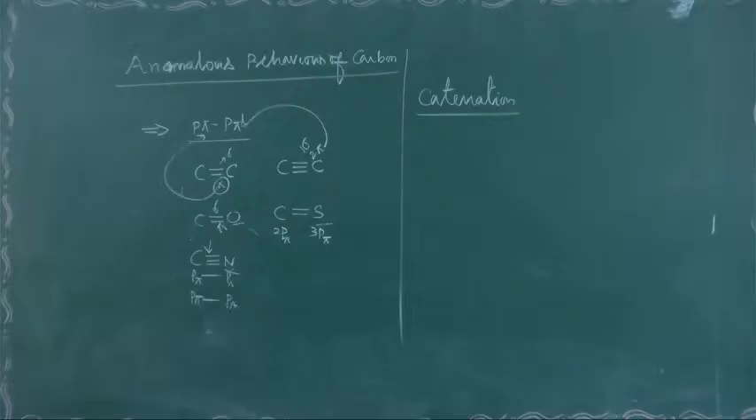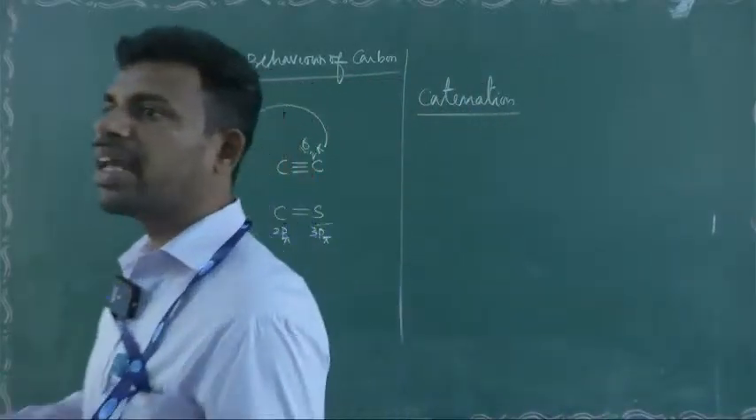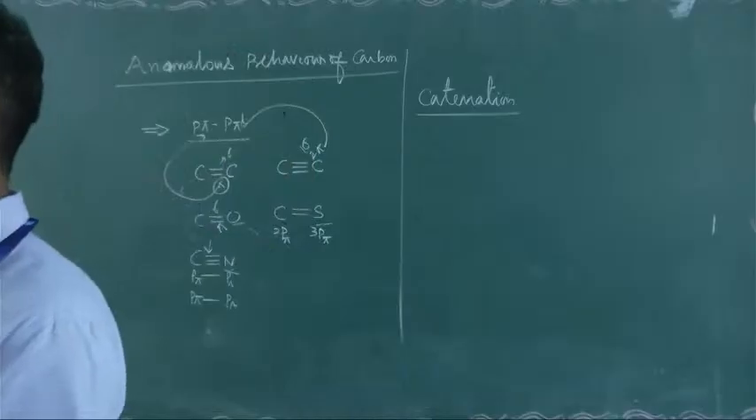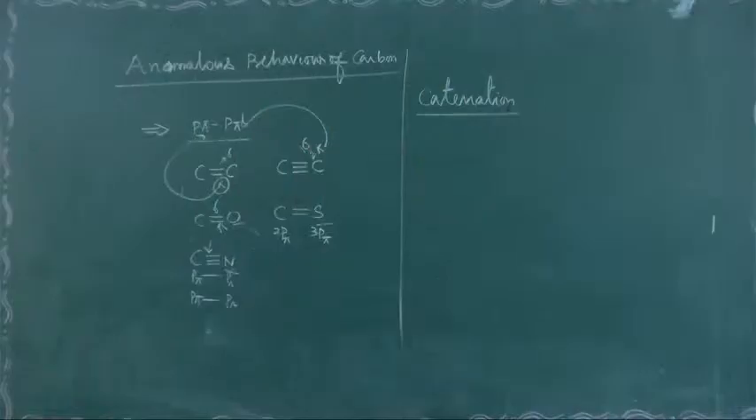Carbon atoms have the tendency to link with one another through covalent bonds to form chains and rings. This property is called catenation, meaning self-linkage. It will form rings and chains. Silicon has less tendency when compared to carbon.